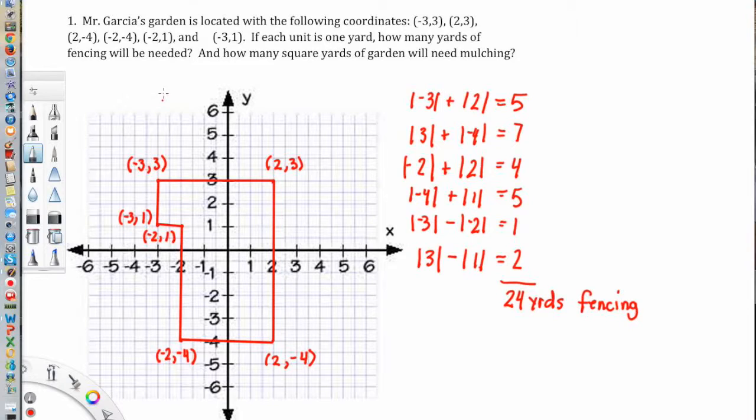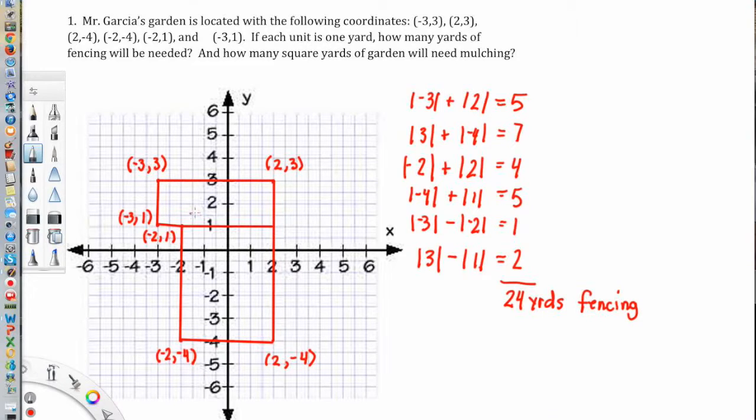The next part's not going to be quite as long. Let's decompose our irregular shaped polygon. And we can see that this irregular shaped polygon is really just 2 rectangles put together. And we already know that we want to know our dimensions here.